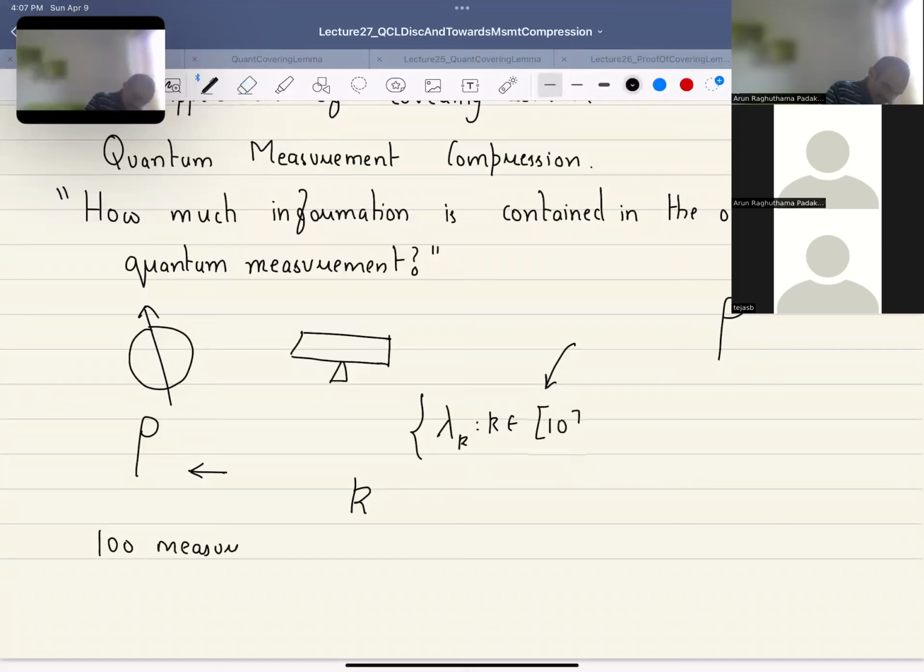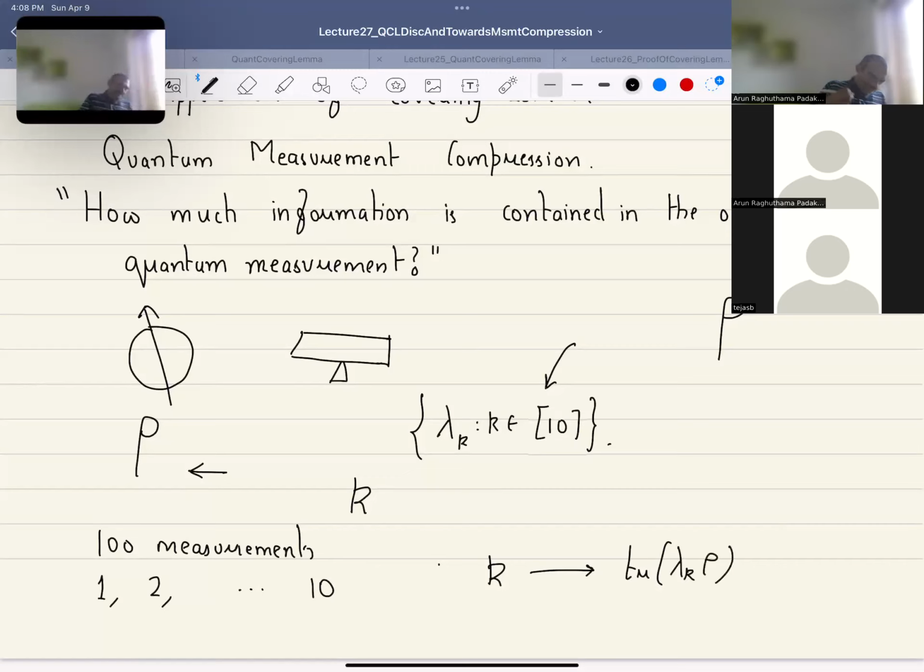So I have 10 operators in my measurement. I make 100 measurements and count how many times I got outcome 1, how many times I got 2, and how many times I got outcome 10. If for each k, the number of times I get k happens to be close to trace lambda_k rho, then I have a sense of belief that possibly he has prepared a quantum state rho. There's absolutely no way to tell for sure, so it's a completely blind world.